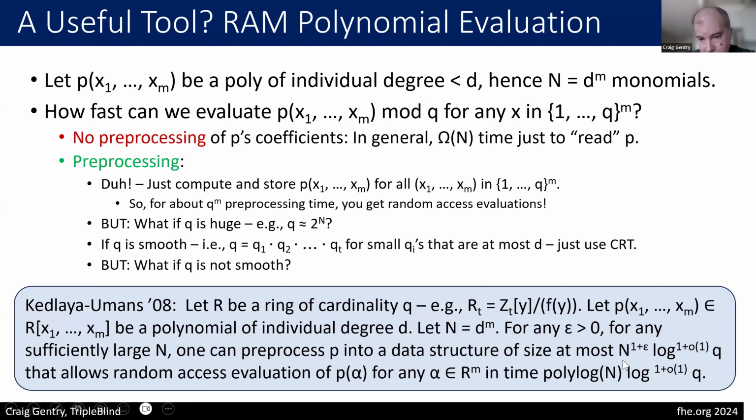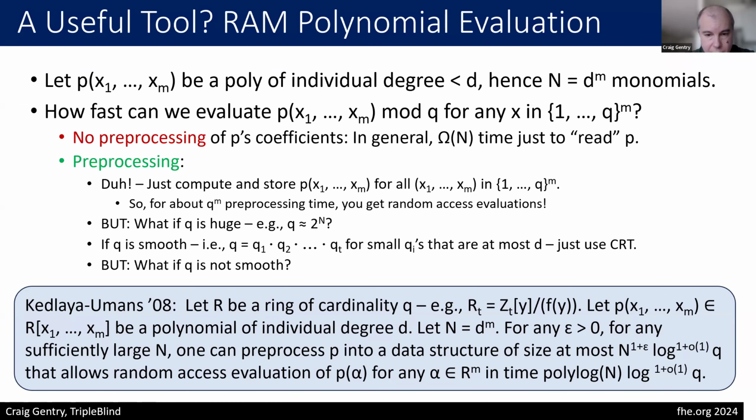And this is saying this new data structure is only going to be a little bit bigger than that. It's going to be n^(1+epsilon) log q, or log q to something a little bit bigger than 1, instead of n log q. So just a little bit bigger. And that data structure allows random access evaluation of that polynomial at any input in time which is basically poly log n. I mean, of course, the log q is there because we're working modulo q, but basically poly log n time. So it's a pretty amazing result.